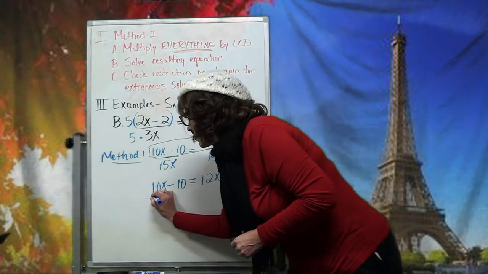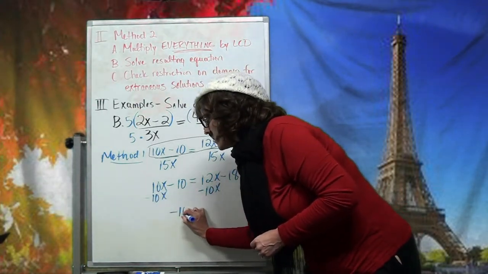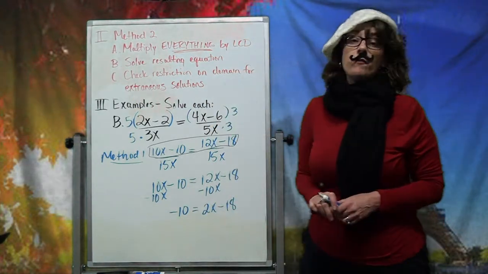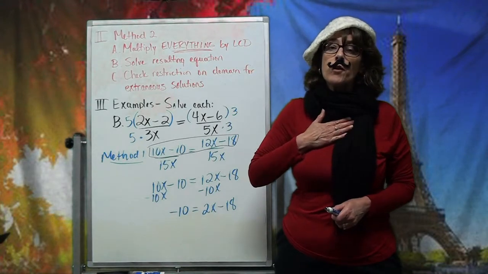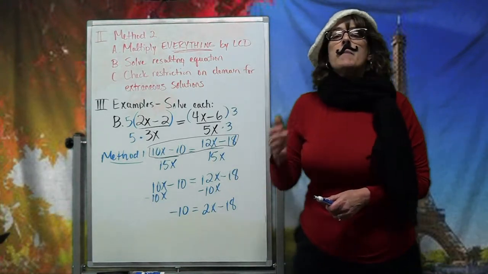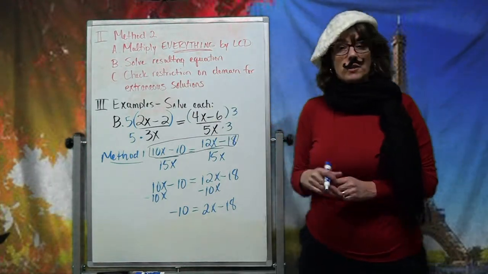So I'm going to subtract a 10x on both sides. And that will give me, be very careful, negative 10 equal to 2x minus 18. Sign in front's a sign that goes. You put that name tag on the front when you go to that meeting. You don't put your name tag on the back because then I can't tell who you are. But that sign in front's a sign that goes. You take the name tag off once you leave the meeting, but not until you leave.